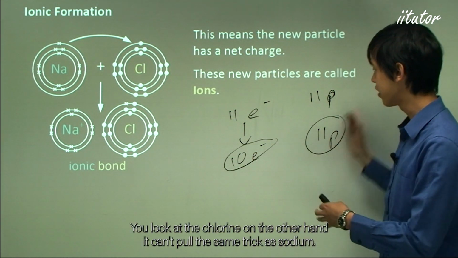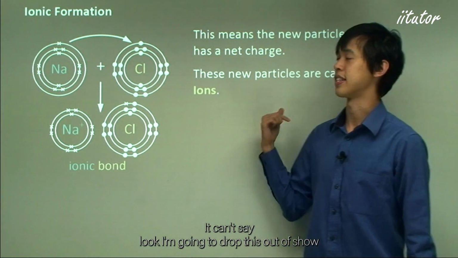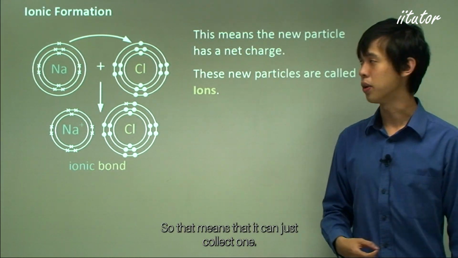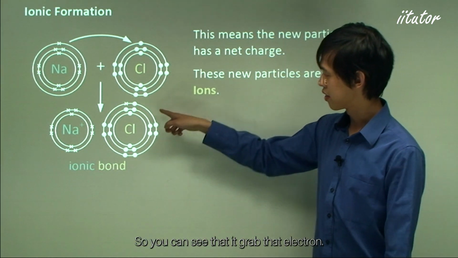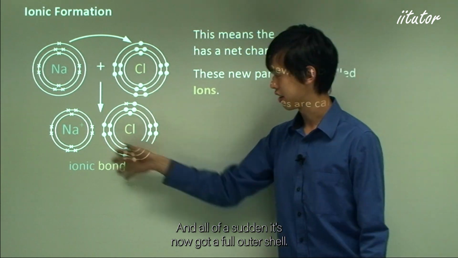If you look at the chlorine, on the other hand, it can't pull the same trick as sodium. It can't say, look, I'm going to drop this outer shell, because it's got 7 in its outer shell. So that means that it can just collect 1. And it happens that sodium wants to give away 1. They're both happy. So you can see that it grabbed that electron, this X here, and all of a sudden, it's now got a full outer shell.